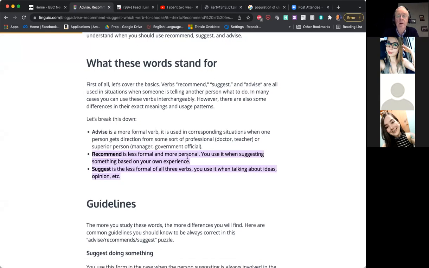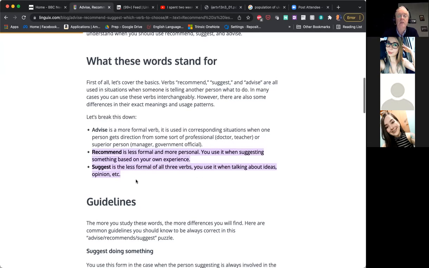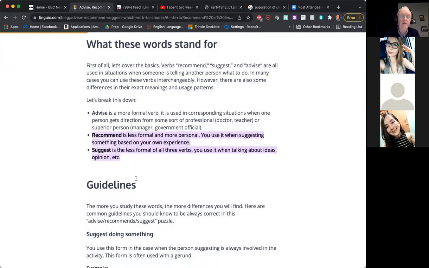Recommend is less formal, more personal. Advise is more a formal verb. It is used in corresponding situations when one person gets direction of some sort of professional, doctor or a teacher or superior person, a manager or government official. Suggest is the less formal of all three. You use it when talking about ideas, opinions. So that's quite good. I could not have articulated that so clearly. So the words are all basically saying the same thing, but they're coming down in formality. Advise being the most formal, recommend less formal, and suggest is the least formal.